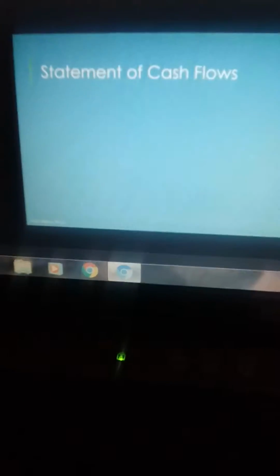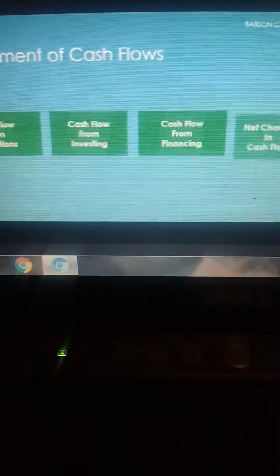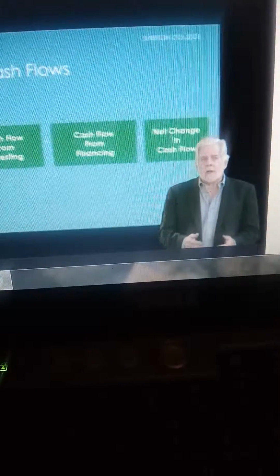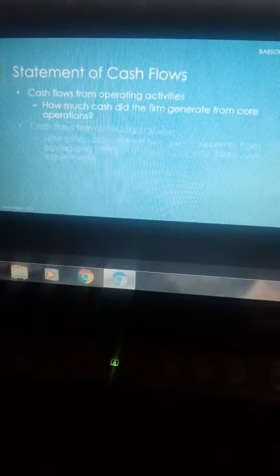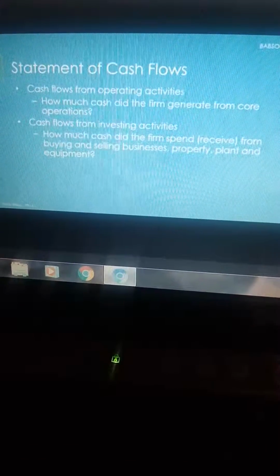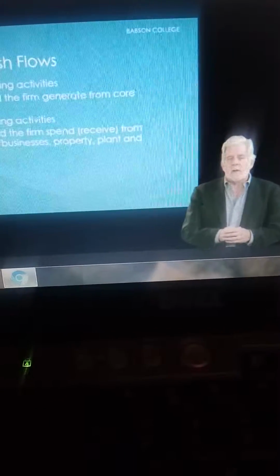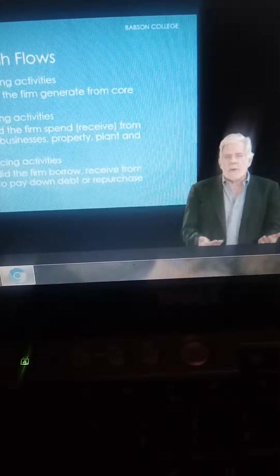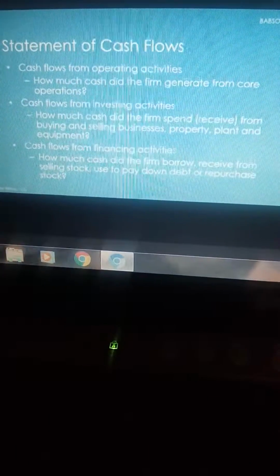The third statement is the statement of cash flow and is designed to separately list the cash received and spent on operating activities, investing activities, and financing activities. Operating activities include any cash spent or received related to selling your product or service. Investing activities include any cash spent or received related to things like buying or selling fixed assets or intangible assets, or even any investments you might have made in other firms or businesses. And financing activities include any cash spent or received related to financing your business, such as selling stock or borrowing and repaying loans.